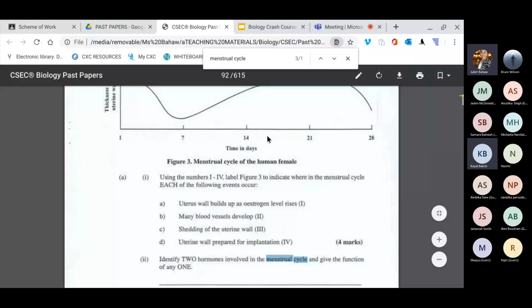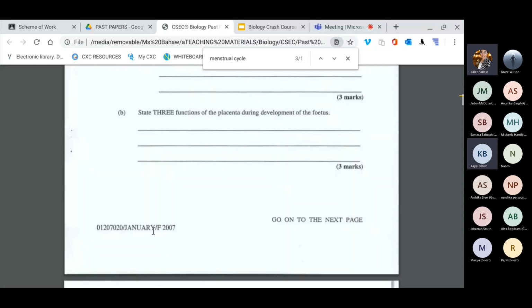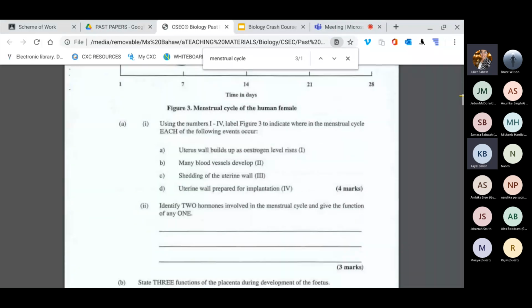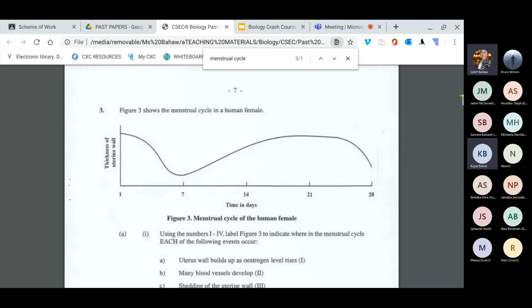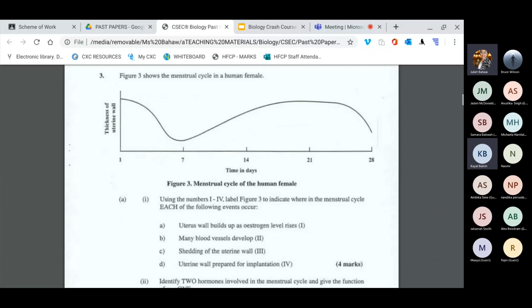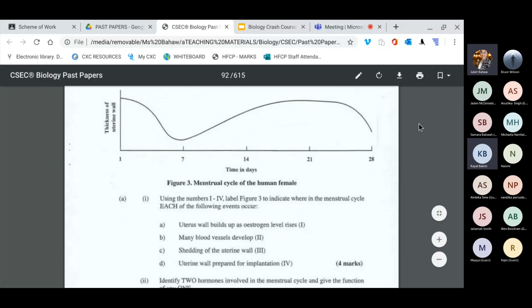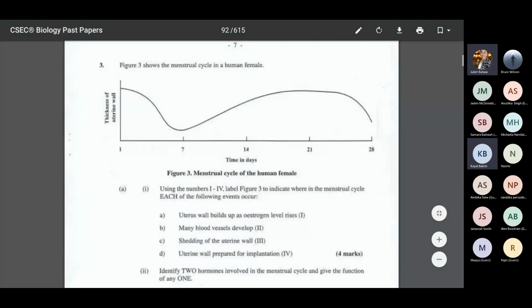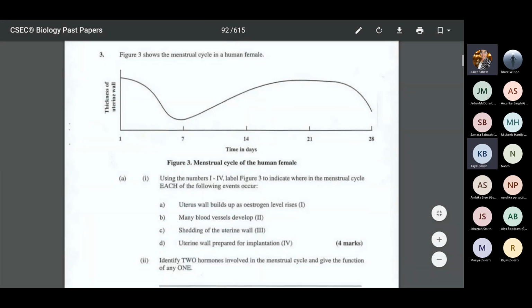Okay, so I found something here. This paper is Jan 2007, an old paper. So I'll take it out. Right, can you all see question 3? Yes, miss. All right, let's go through this one just to get practice on the menstrual cycle.